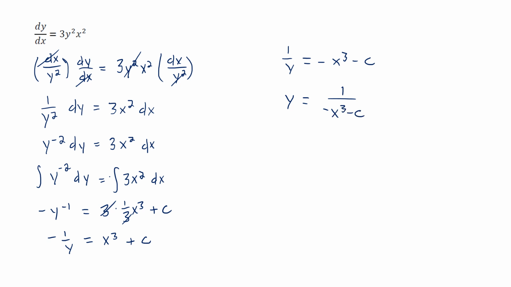So flipping just means I'm multiplying both sides by the reciprocal. So if I multiplied both sides by y, and then I divided both sides by negative x cubed minus c, I would get my general solution here. Okay, awesome.